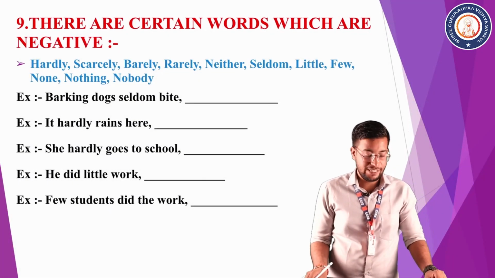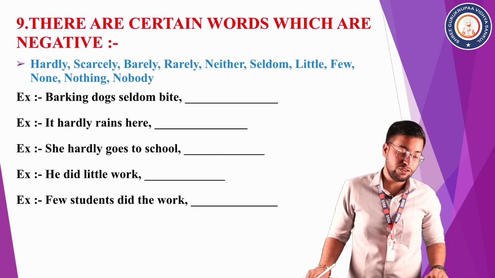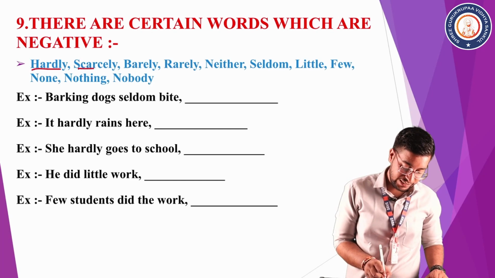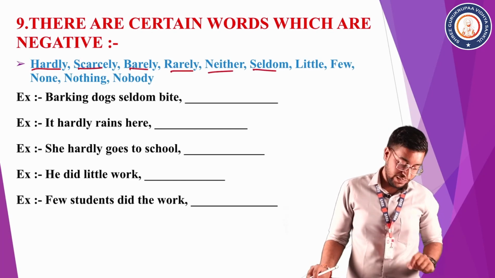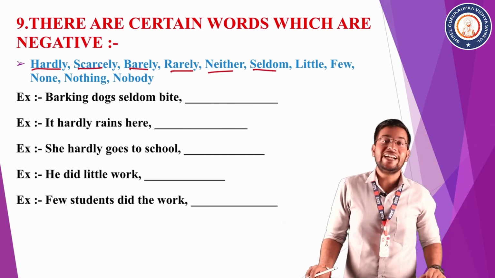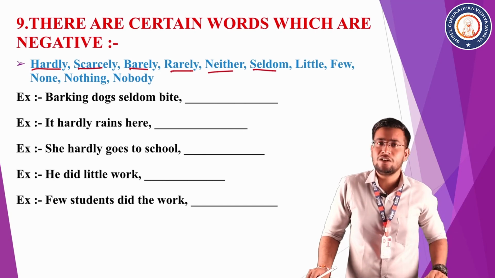Our ninth rule says there are certain words which are negative, which give a negative sense. For example, hardly, scarcely, barely, rarely, neither, seldom, little, few, none, nothing, nobody. These are negative in nature. So let's solve the examples, then we will get more idea about it.